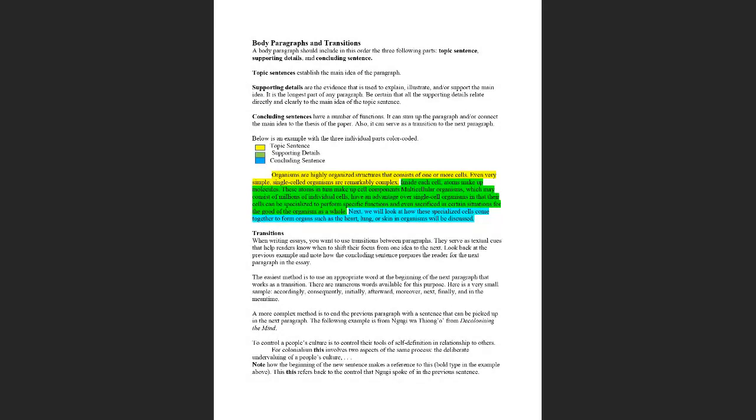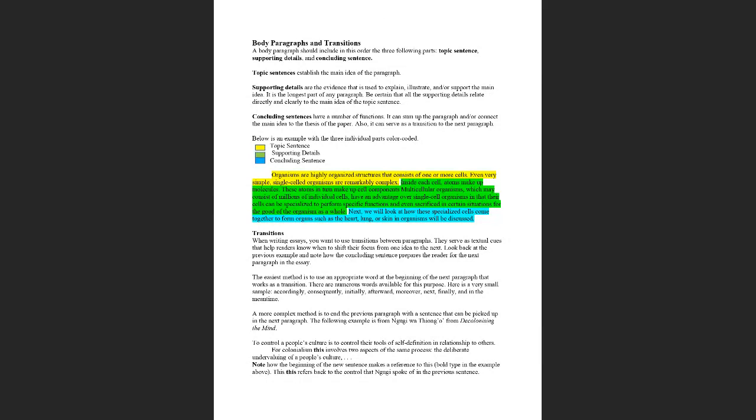Let me go to body paragraphs and transitions. Okay, so your body paragraphs, and this is where I find that a lot of times students struggle. A body paragraph needs to have three parts. It needs to have a topic sentence, and that establishes what the main idea of that paragraph is. So that topic sentence tells your reader this paragraph is about this.